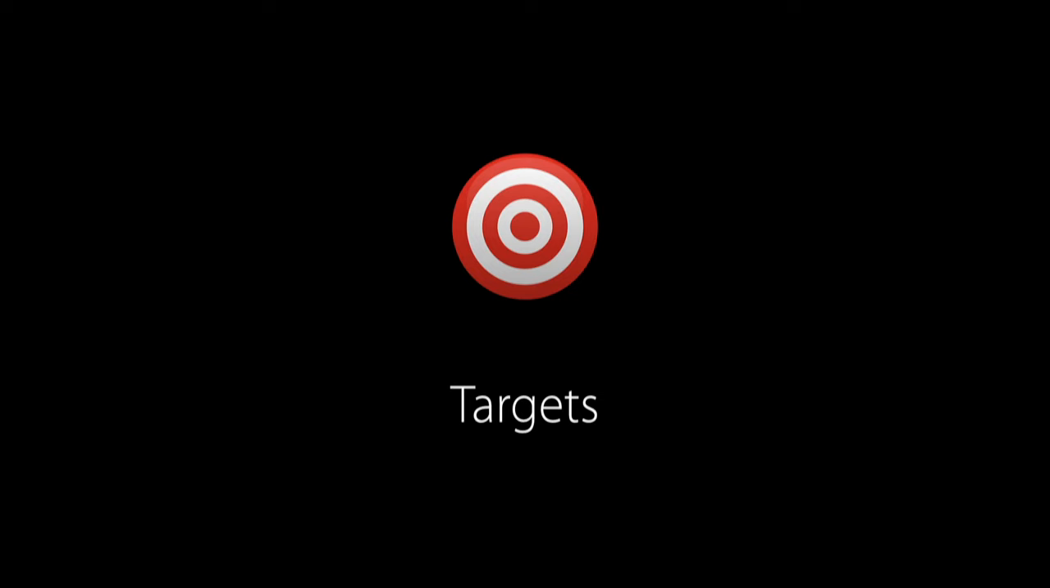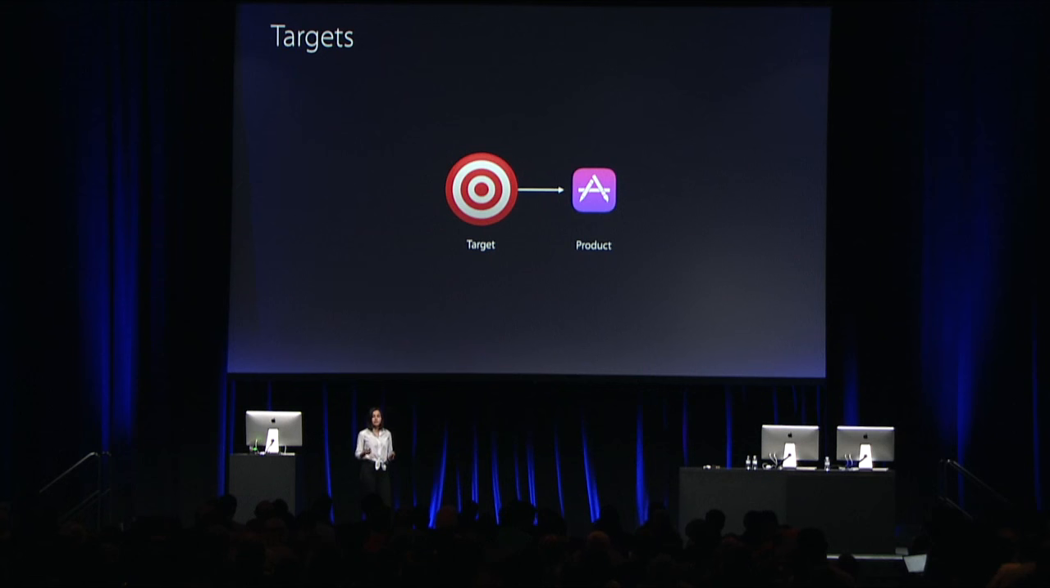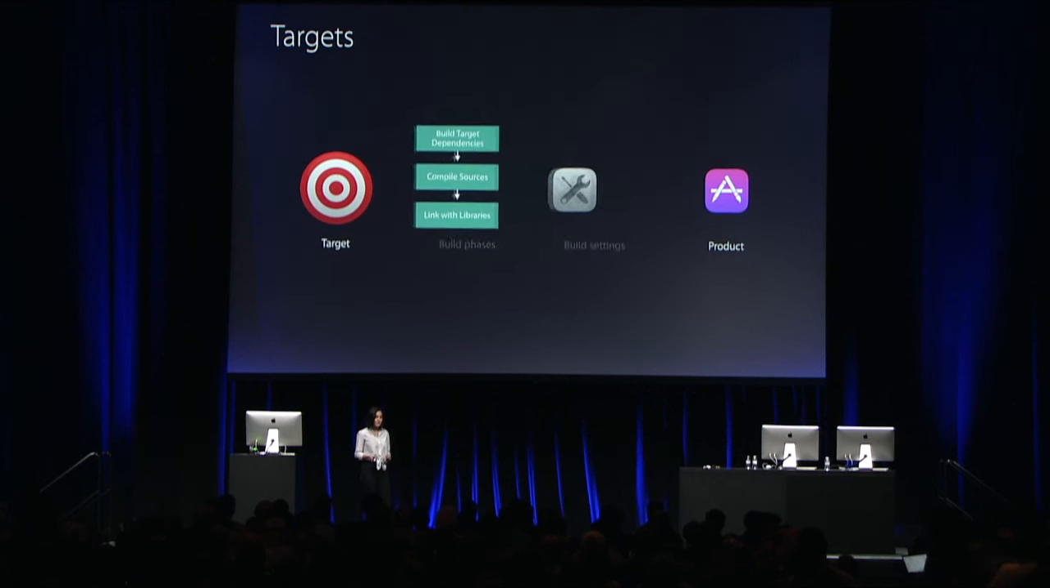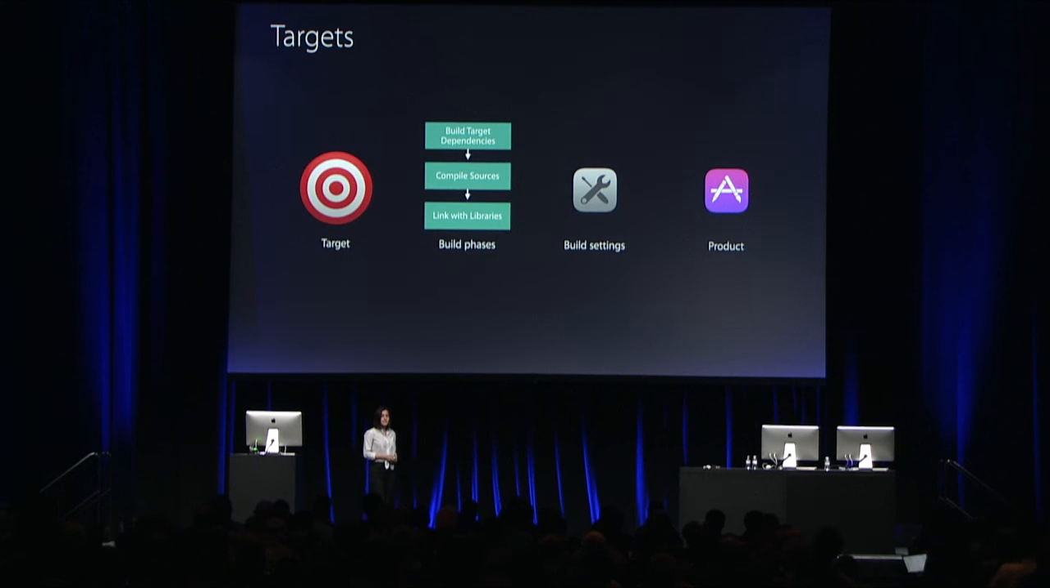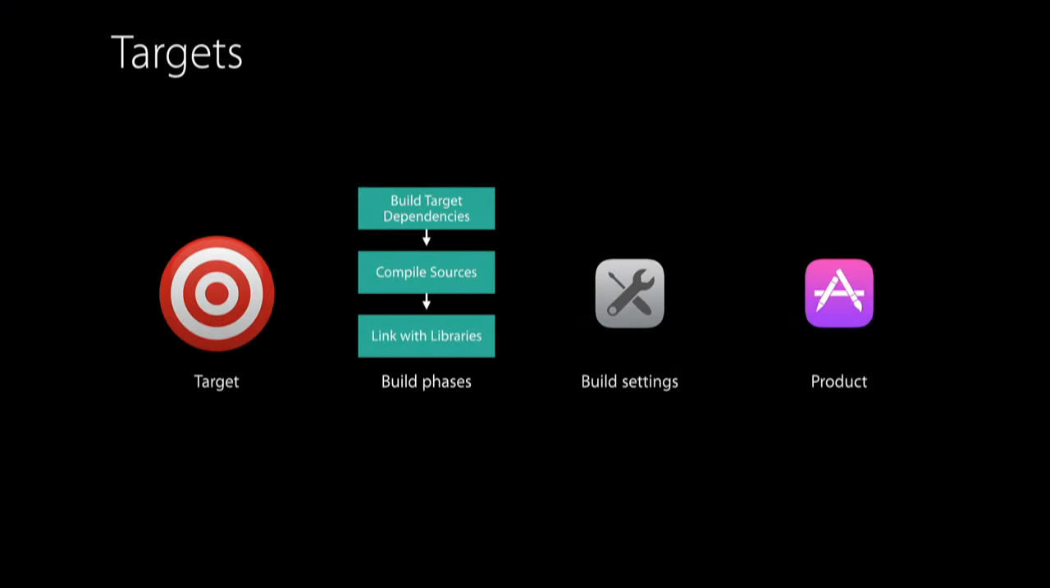Let's move on to talking about targets. A target contains the instructions to build one thing, like an app or a framework. The thing that your target produces is called its product. The set of steps that your target takes to build its product are called build phases. And lastly, a target has build settings to configure how it builds its product.